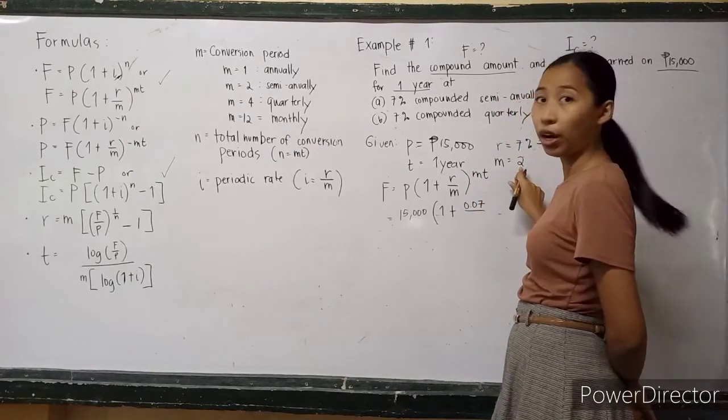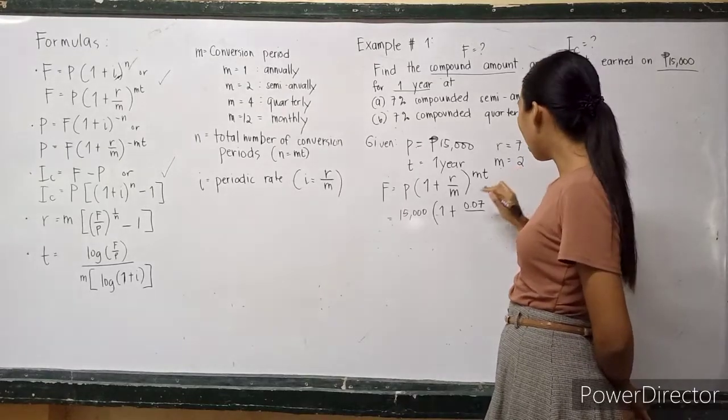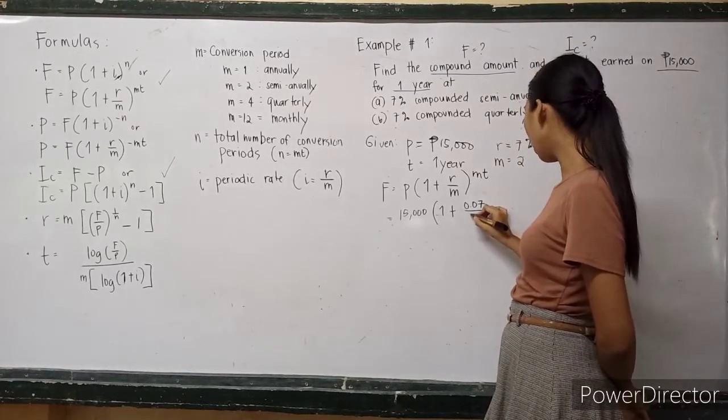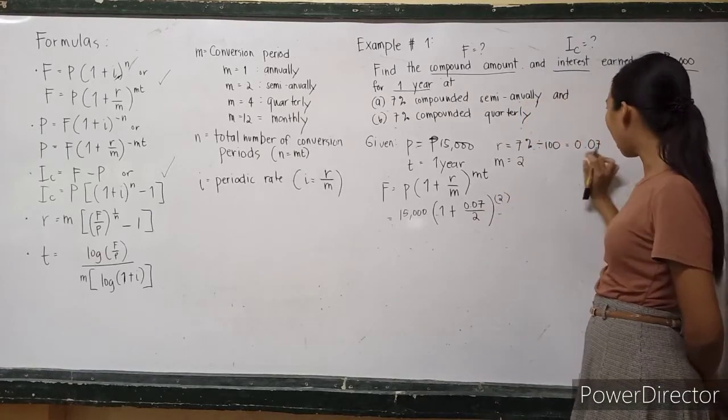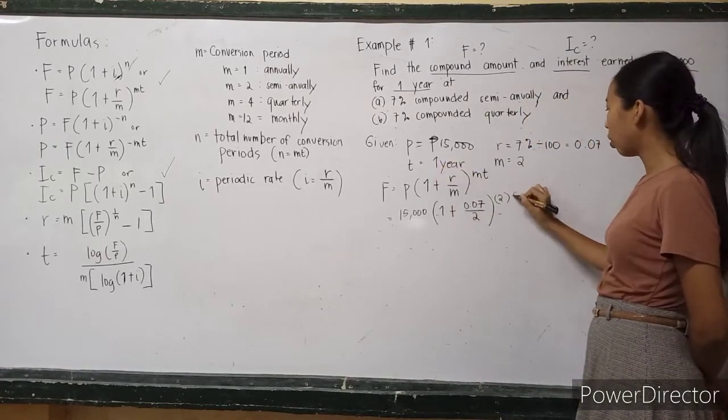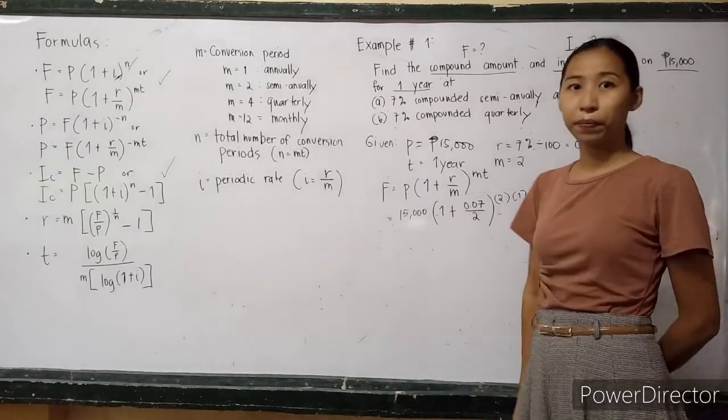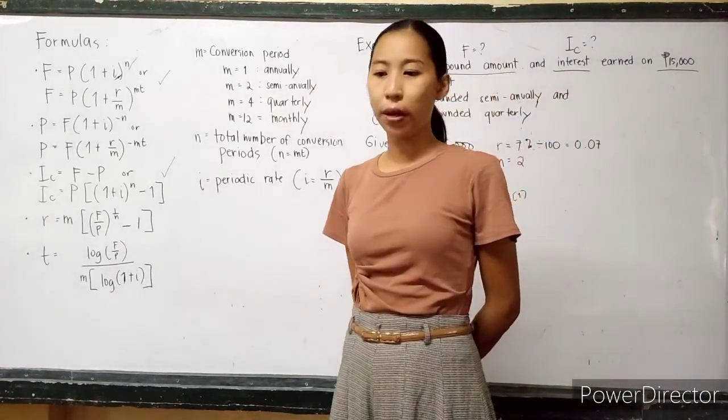divided by our M, or our conversion period. So, that is divided by 2. Then, 2 times our time, which is 1 year. Okay so far? Are you following?